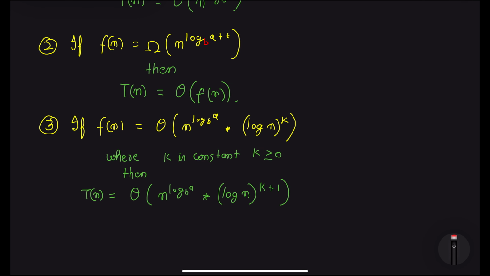Let's see the third case. If f(n) is equal to Theta of n^(log_b a) into (log n)^k, where k is a constant greater than or equal to 0, then we can say the time complexity will be equal to Theta of n^(log_b a) into (log n)^(k+1). Let's check a few examples on this case so we can get a clear idea.